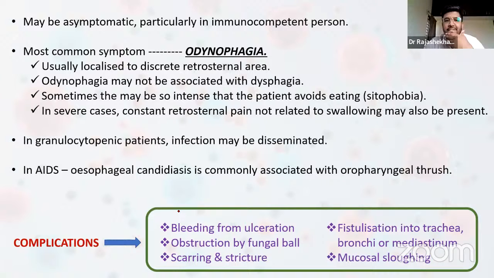So what complications can this esophagitis cause in candida? It can cause an ulceration leading to bleeding. If involving the blood vessel, it can cause an obstruction of the esophagus by a fungal ball. It can form a fistula into the trachea, the bronchus, and the mediastinum, or there may be mucosal sloughing, which might present as hematemesis.